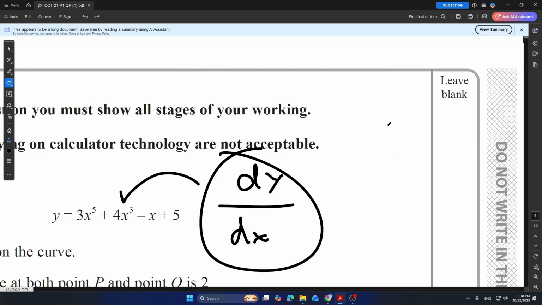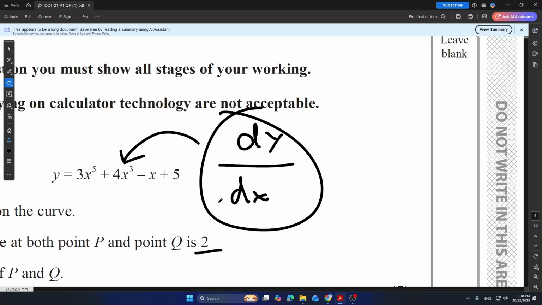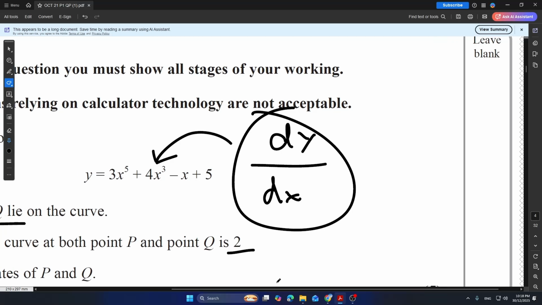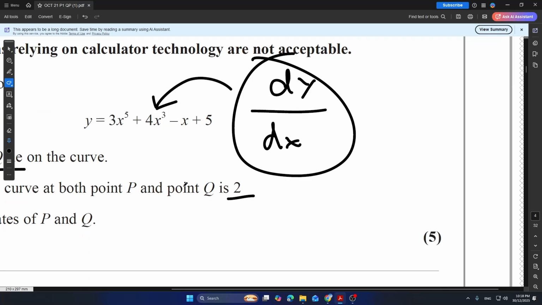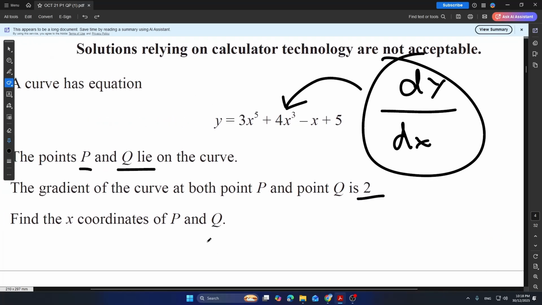What happens is we have this dy by dx, made for us to find the gradient of a curve at a certain point, because at every point on a curve the gradient is different. So I need to understand now that dy by dx has helped us to find the gradient at a point on a curve. Now it's telling us on this curve, we have P and Q, the gradient is 2. So first thing, we need to find the gradient of any point on this curve. We need to find the dy by dx.